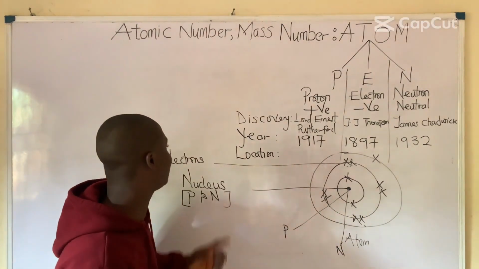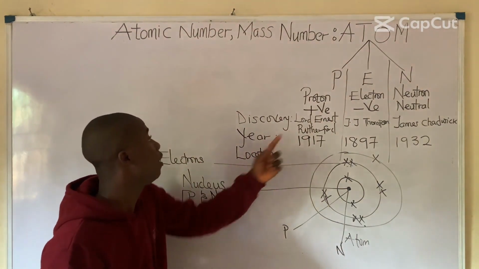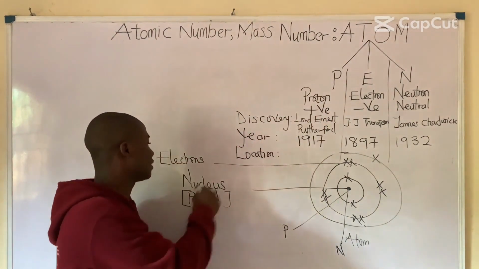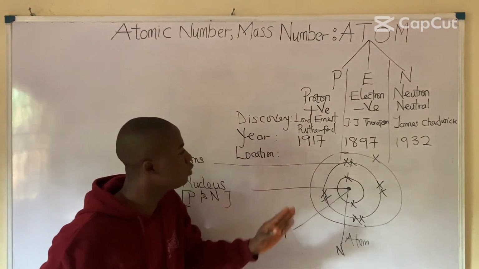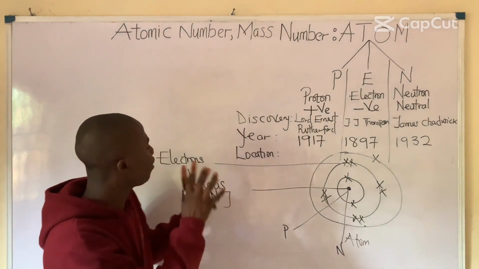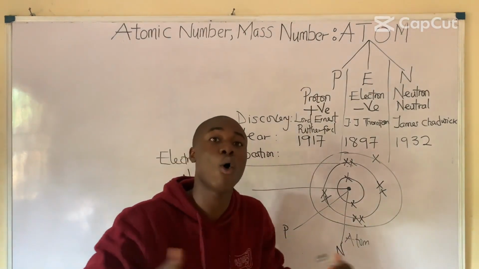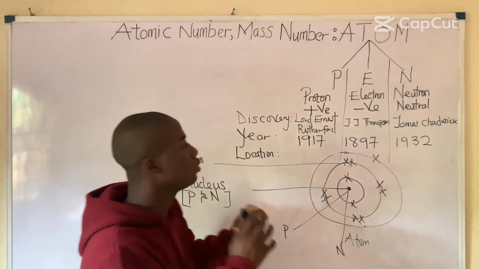So specifically, where is the location of the proton as a subatomic particle? It is found inside the nucleus. Where is the location of the neutron? It is also found inside the nucleus. But where are electrons found? They are found in orbits. Do you get? So this must be noted.